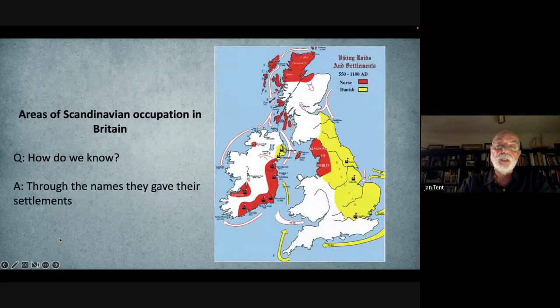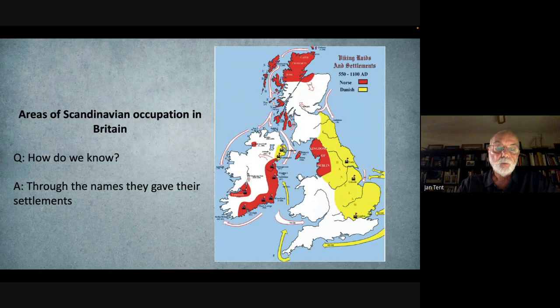An example of the importance of place names in history is the areas of Scandinavian occupation in Britain. These are marked in yellow and red, the Norse being red and the Danish yellow. How do we know that the Danes and the Norsemen occupied these areas in Britain? Well, through the names they gave the settlements in those areas. And that's how we have been able to establish the exact areas in which the Vikings had their settlements in England or in Great Britain.